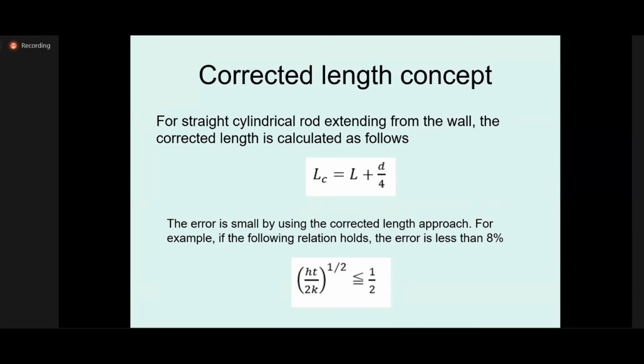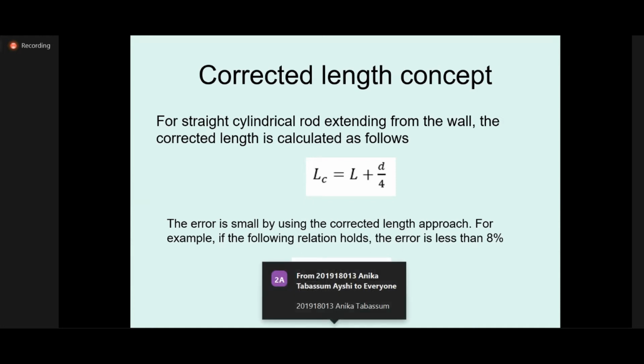And the concept is again saying that if we add that little extension, then you have got a surface area for convection. So that convection is kind of equivalent to considering this difficult case 2 scenario. However, there is a little bit of error, which is shown here. The error is small. By using this corrected length approach, it is usually less than 8% if this condition is valid.